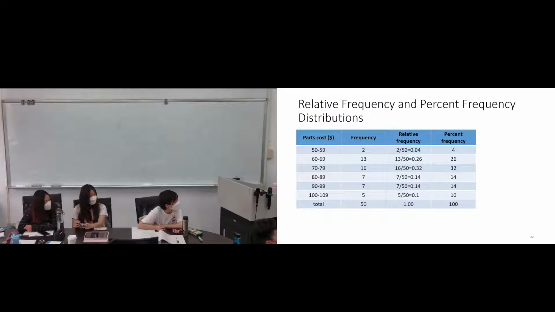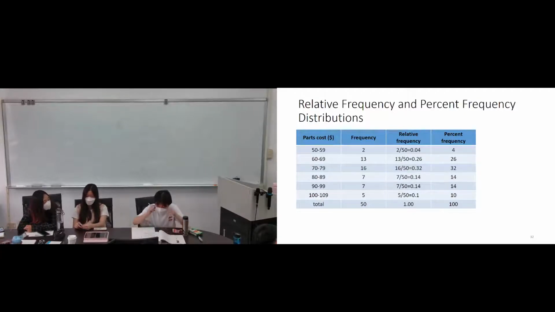Then let's look at the relative frequency. We have obtained the frequency for each of the classes, so we can go ahead and construct the next two columns: relative frequency and percent frequency. How do we find the relative frequency?